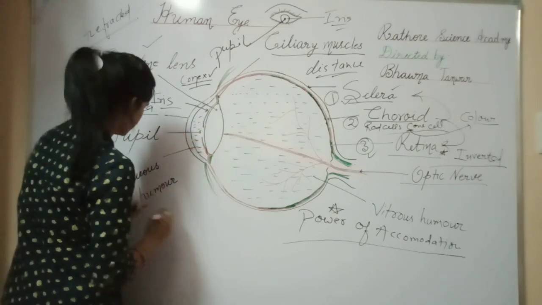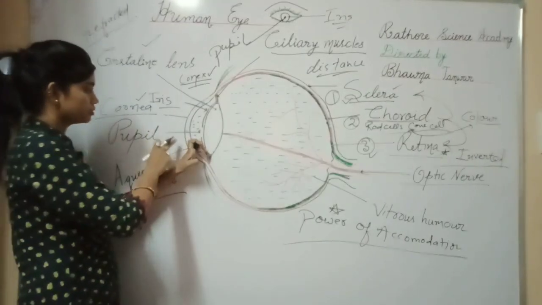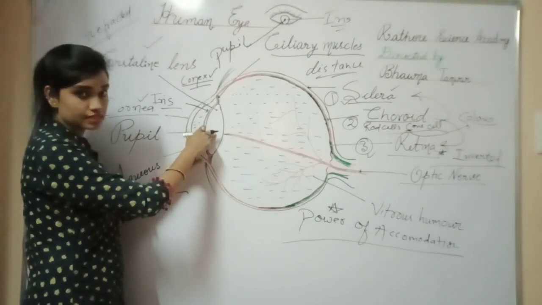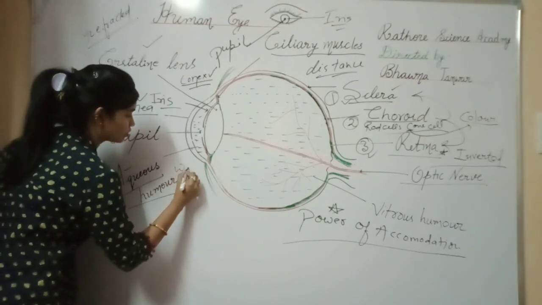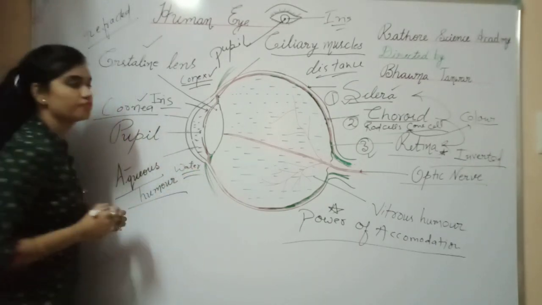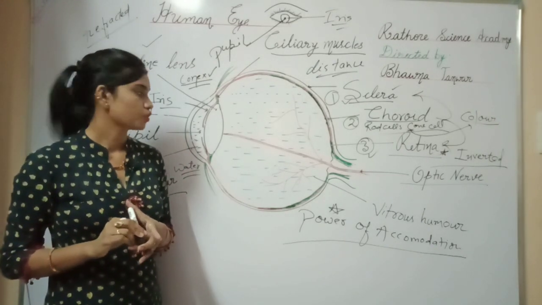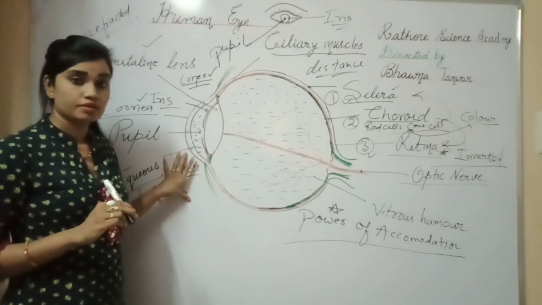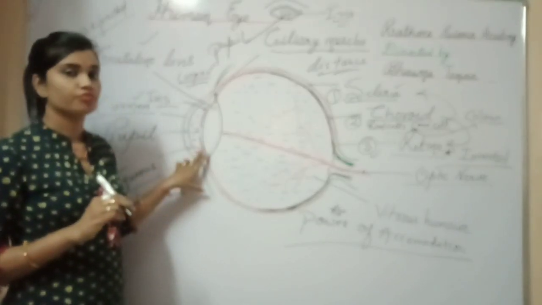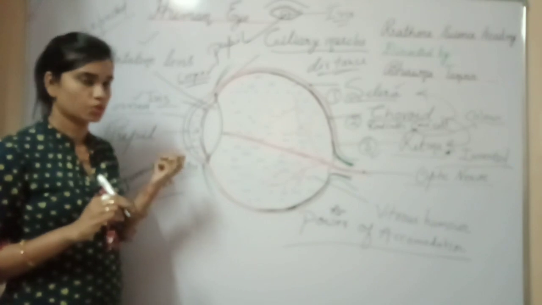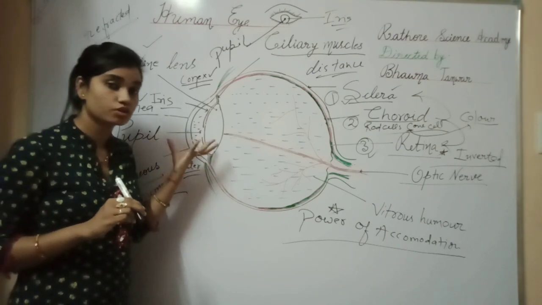That fluid we will say aqueous humor. The fluid which is present in between the cornea and the eye lens is known as aqueous humor. Aqueous means water. So aqueous humor has a maximum amount of water and some amount of protein. And what is the function of aqueous humor? It protects the eye from collapsing. It maintains the eye shape and protects the eye from collapsing.